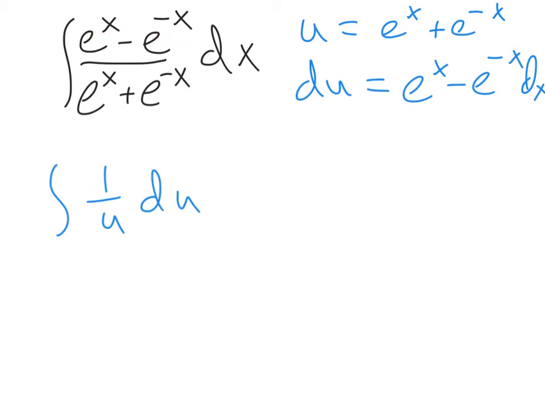That's the du. Now don't overthink this one. The antiderivative of 1 over u would be natural log of absolute value of u. Do your back substitution, get your answer.